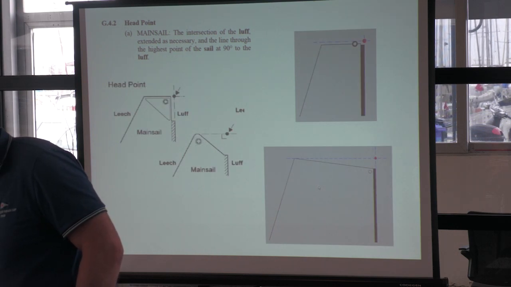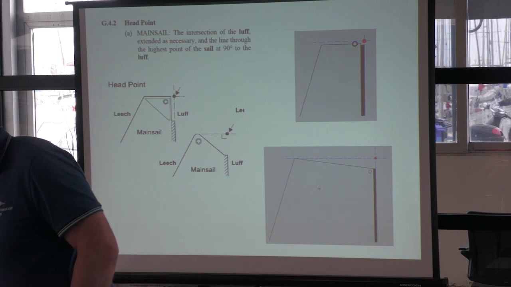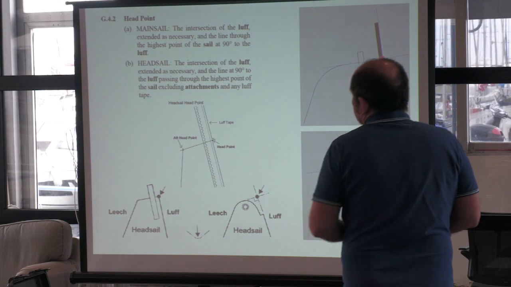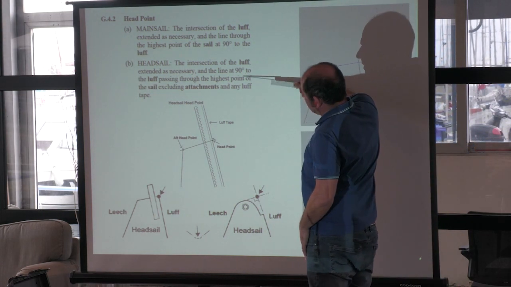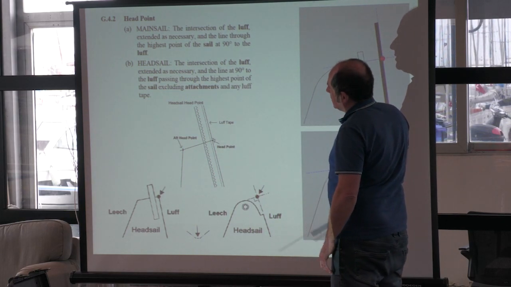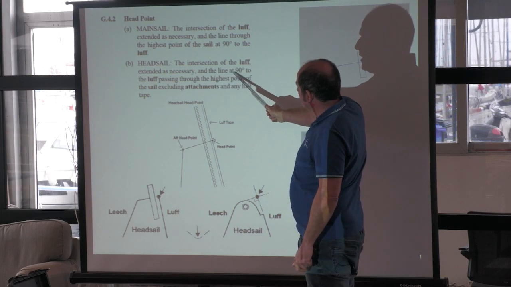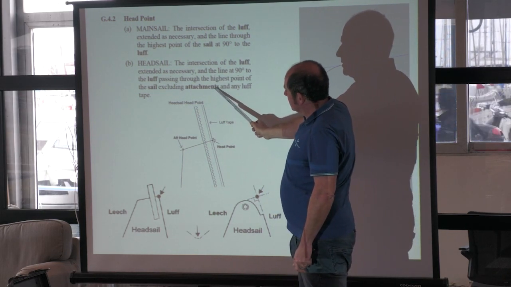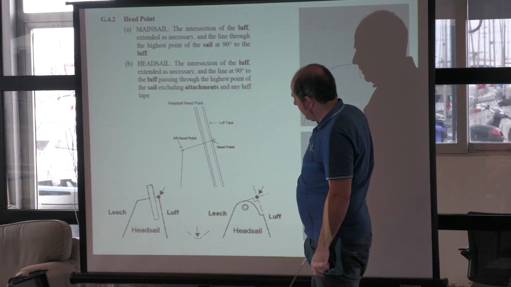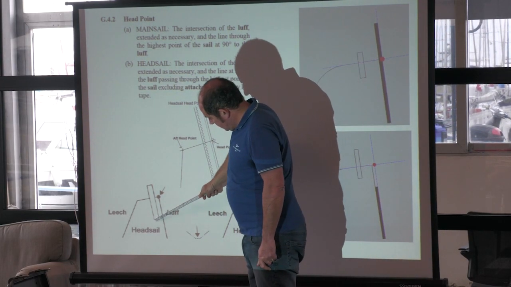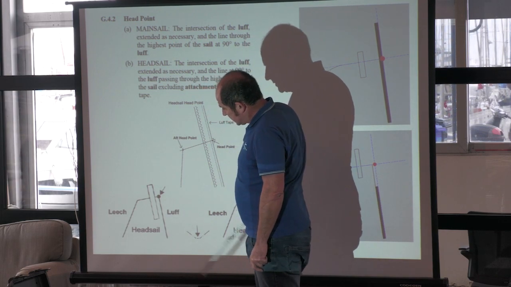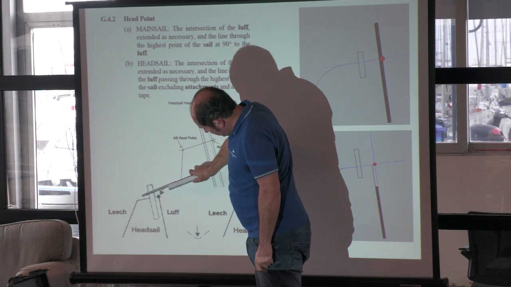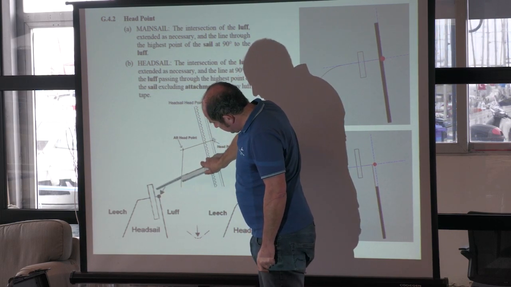So this was the head point for the mainsail, and you will see the difference now for the head point of the headsail. This is the mainsail definition, and here I added the head point definition: the intersection of the luff, extending as necessary, and the line at 90 degrees to the luff passing through the highest point of the sail, excluding attachment. This is not here, excluding attachment. Which means, for instance, that here we have an attachment, and this is excluded from the measurement. And we have the reference point at the perpendicular of the highest point of the sail and the luff.